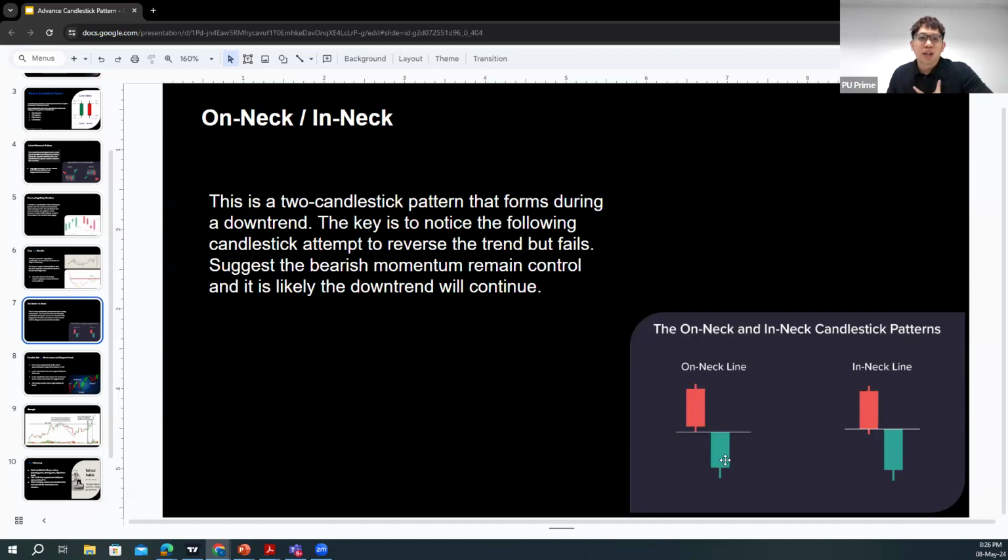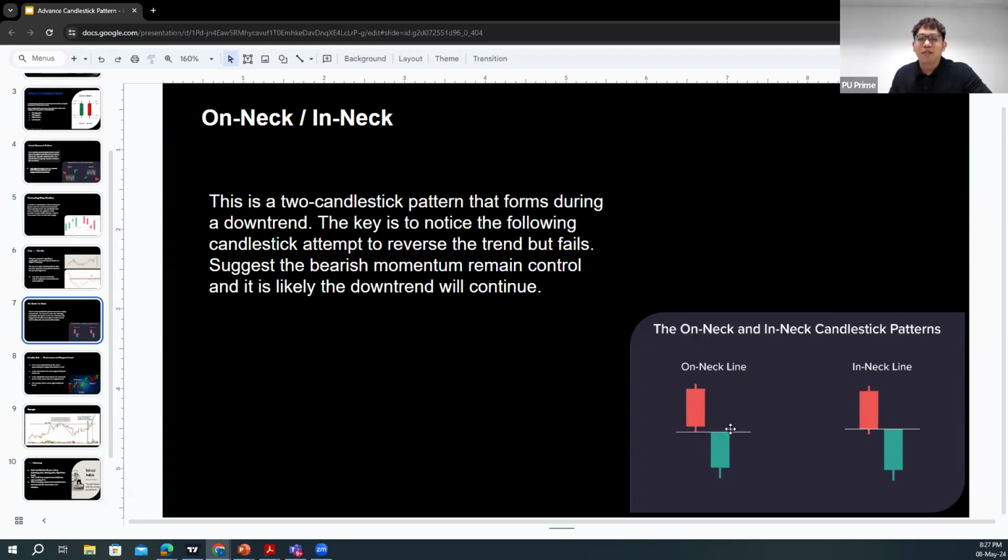When you are not very confident, you think, is it a trend reversal? Should I take profit here, change my TP, or should I wait? But if it does form an on-neck line here, it means you have the bullish candlestick with the opening price over here, but it closed below the previous bearish candlestick. It means that the momentum is still not there. The bullish momentum is not strong. So if you want to leverage up, you can.